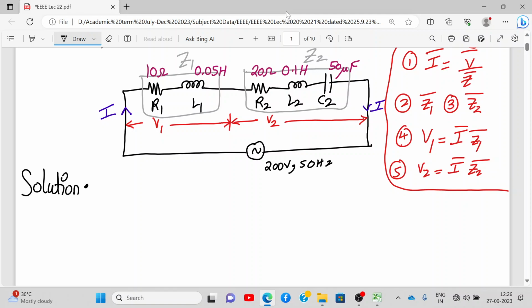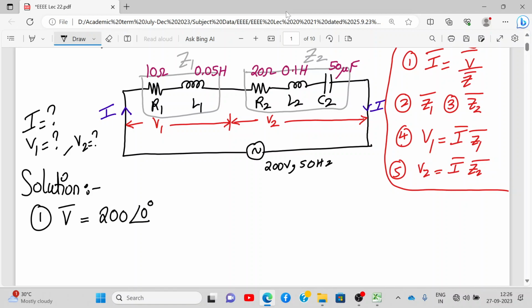Solution. So we need to find first V1 and V2. The first step is we'll write V in polar form. What is V in polar form? 200 angle 0 degrees volt. Agree? What is the total resistance of the circuit? Can you tell me? Total R is R1 plus R2, correct? That will be 10 plus 20, that is 30 ohms. Total resistance of the circuit, right? They are all connected in series.